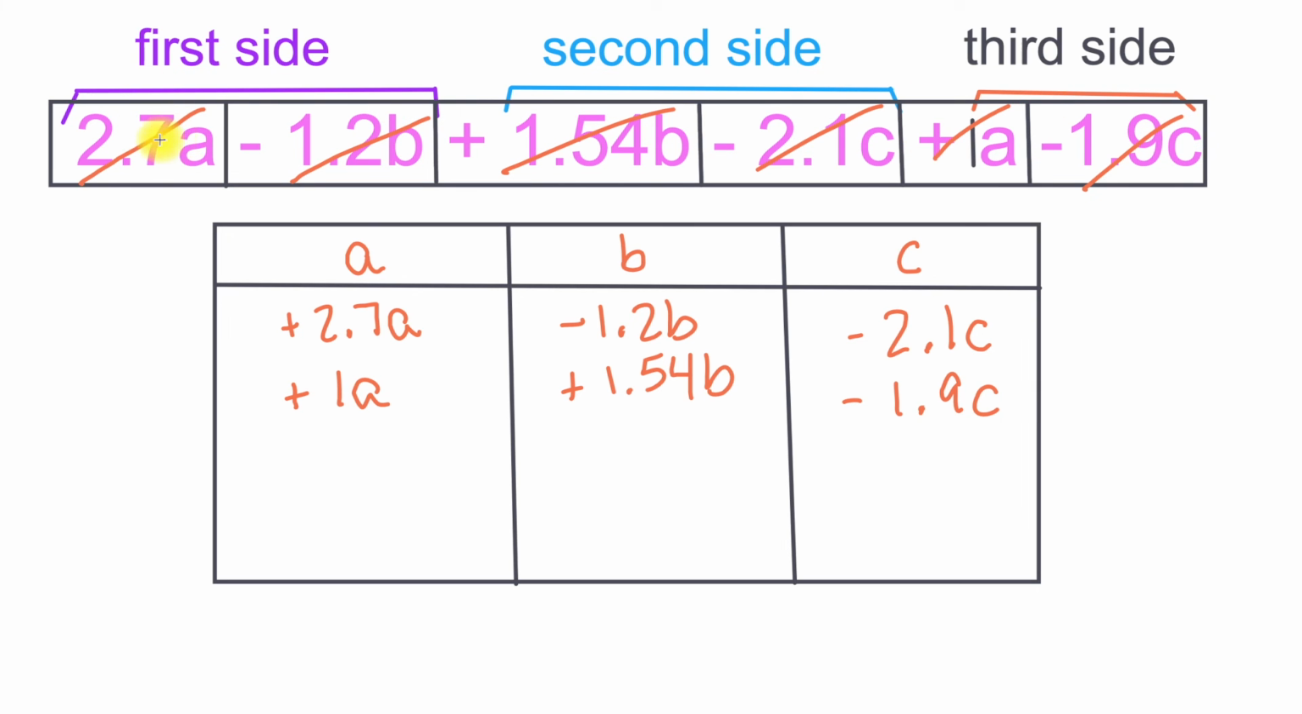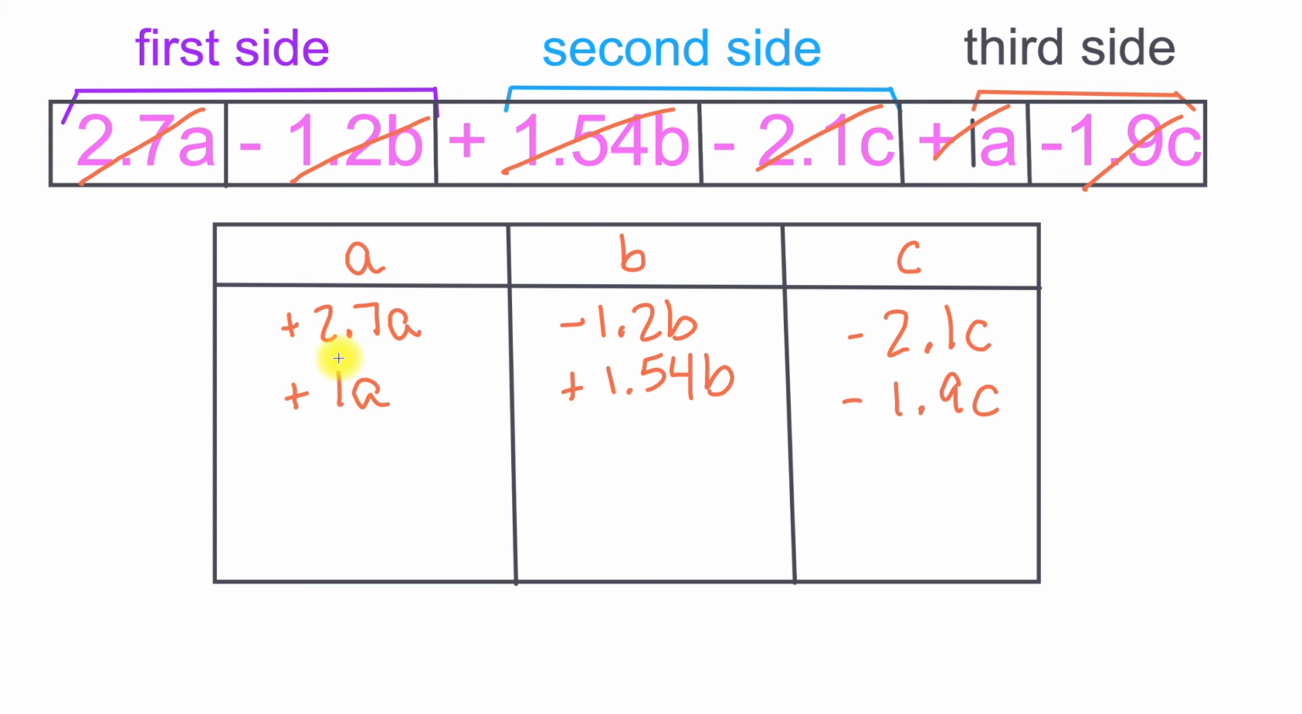When you look at it all together here in one straight row, it looks really daunting and terrible, and you just want to stop and give up. But when you have it separated like this, it's not that bad because we can look at each separate column to find our final answer. So let's start with the A column. We've got positive 2.7a plus positive 1a.